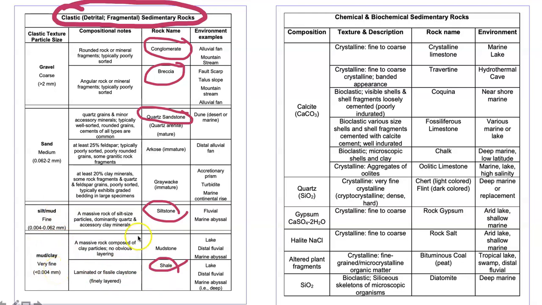Now, if you really want to know how to tell a siltstone from a shale, you take a little bit of it and you chew it in your teeth. You take a little grit, and if it's gritty, it's a siltstone, and if it's smooth and creamy, it's a shale.